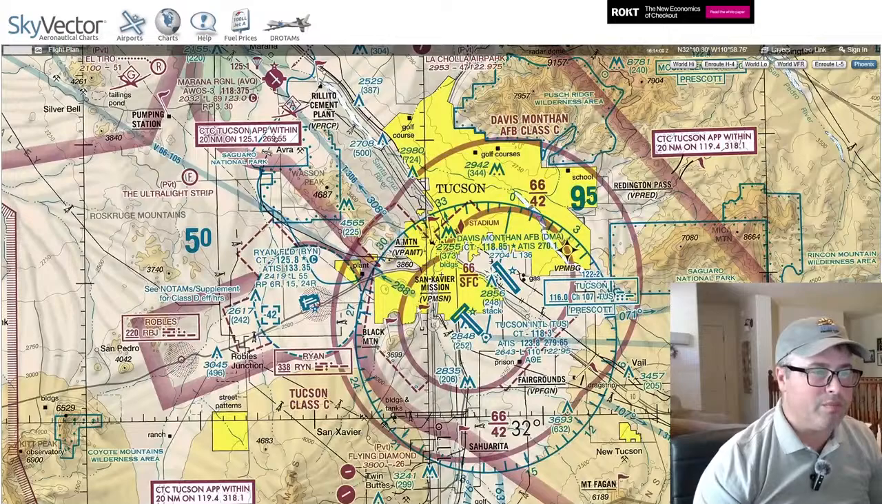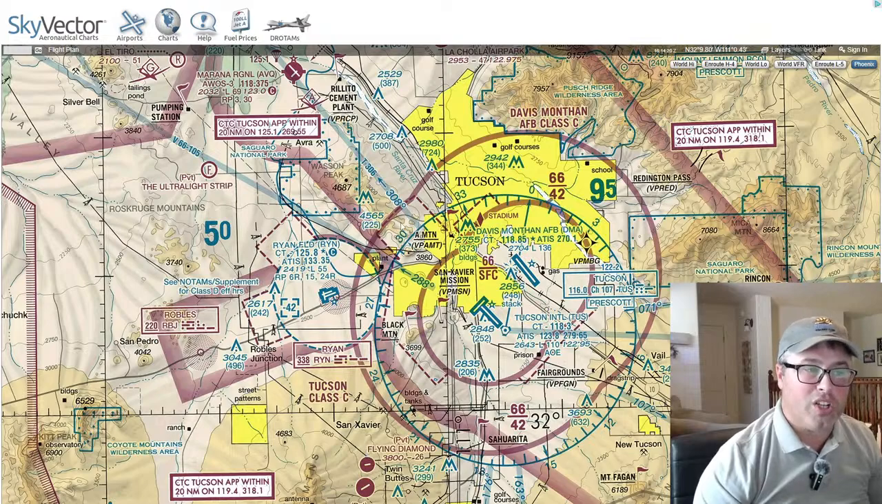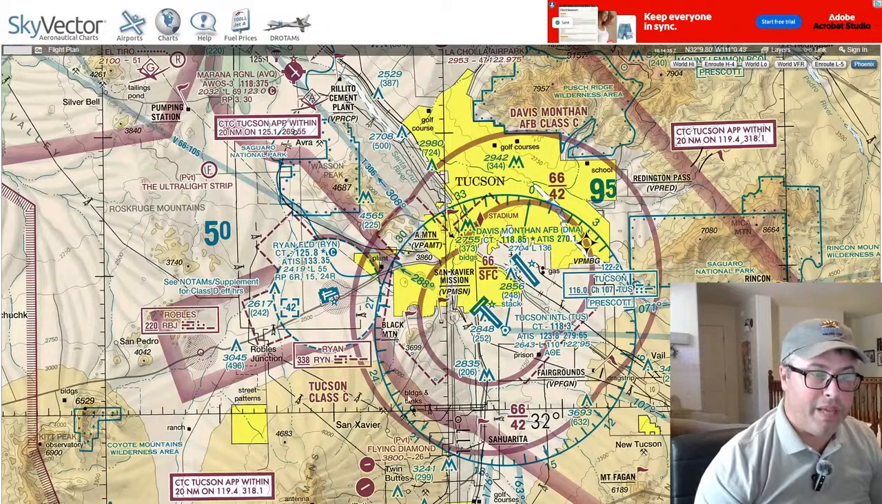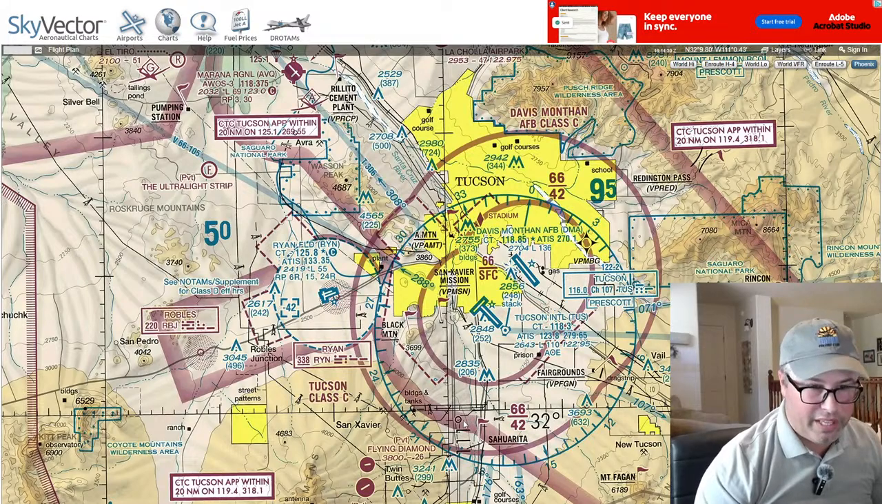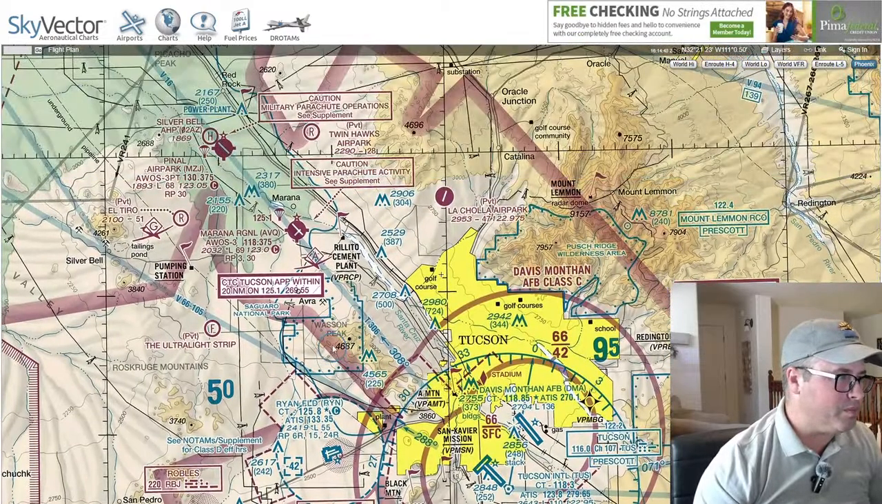Same thing with the class Charlie. When I'm flying outside of that, I don't have to have a transponder, Mode C, and ADS-B out. But if I cross into it here, between 4,200 feet and 6,600 feet, absolutely I have to have my transponder and my ADS-B out. If it's an emergency and you have to land no matter what, they're going to let you in. Don't worry about that. But if you're just normally flying through, you have to have it in those areas.